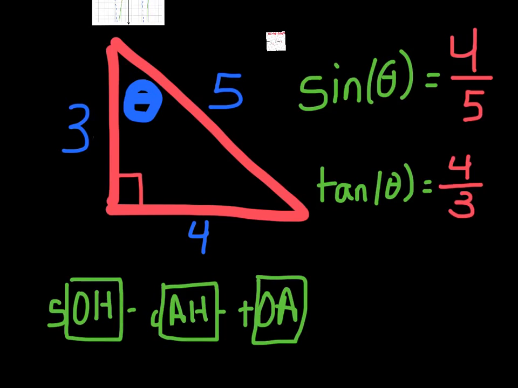Okay. Now, let's say they want the cosine of the angle. So we know that cosine is adjacent over hypotenuse. Well, the adjacent side is right here, and hypotenuse is right here. So that would be 3 over 5. And that's it.